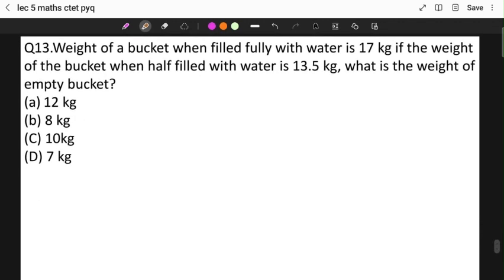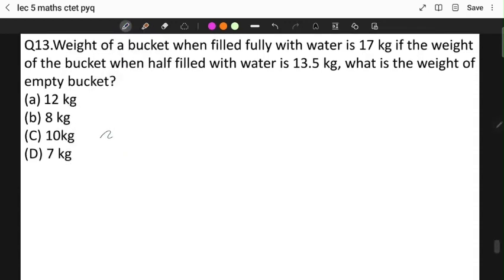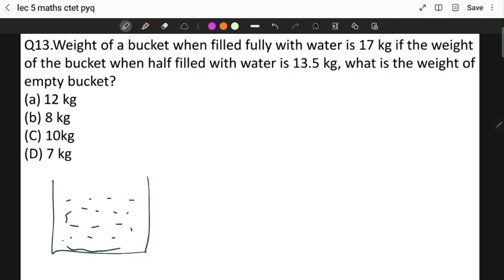The next question is talking about the weight of a bucket when fully filled, which is 17 kgs. If the weight of the bucket when half filled with water is 13.5 kg, what is the weight of the empty bucket? Let us try to understand the question first. For example, this is the bucket and here is the water. If we start weighing this, the weighing machine shows 17 kgs.